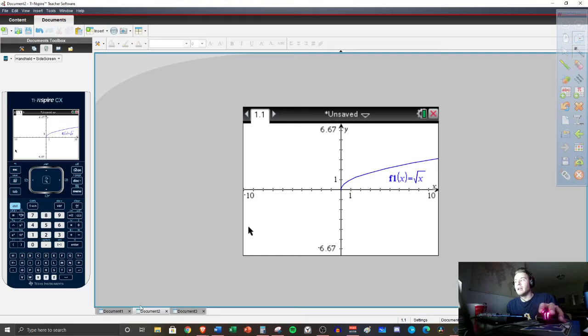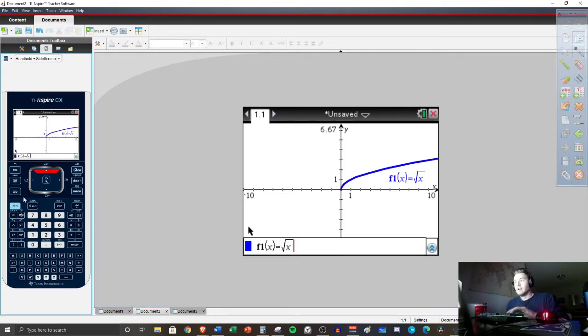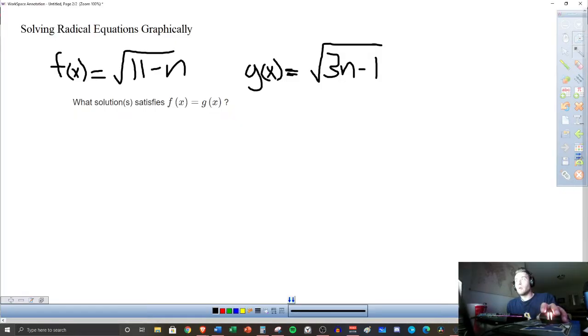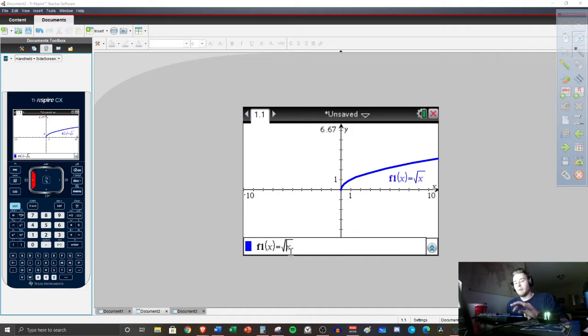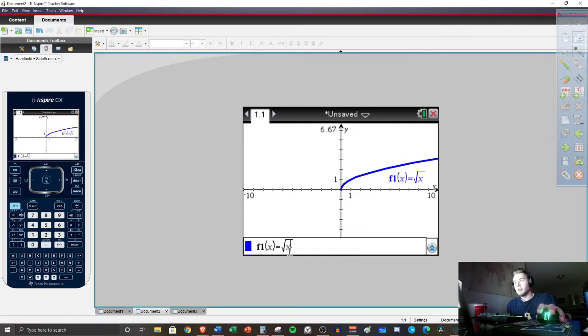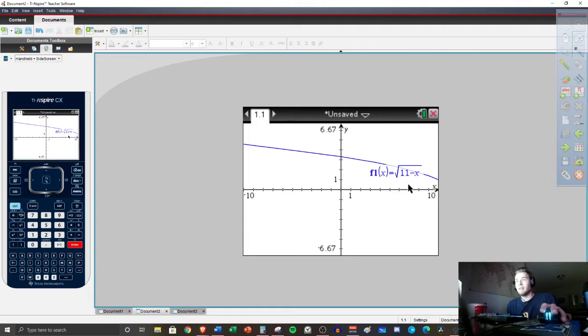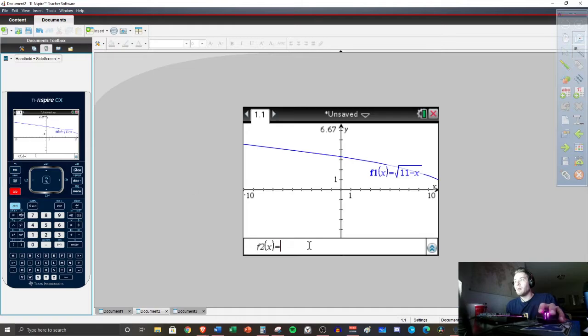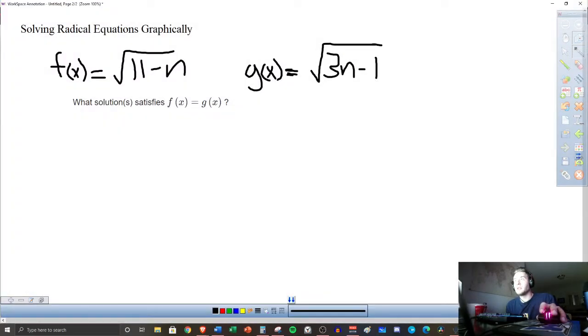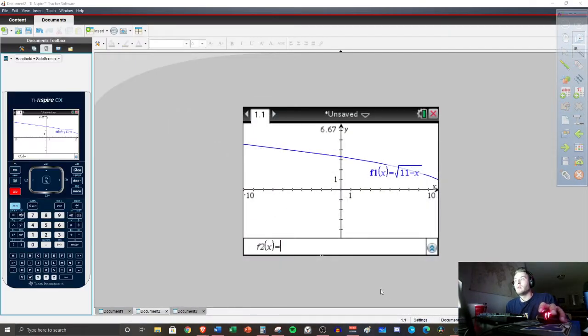Okay, so on my calculator, we're gonna type in the equation, negative, we want 11 minus, oh, come on now, 11 minus x. We're not gonna type in n. Okay, so there's 11 minus x. And then hit tab. We want to graph the other equation, which is 3n minus 1. So square root 3n minus 1.